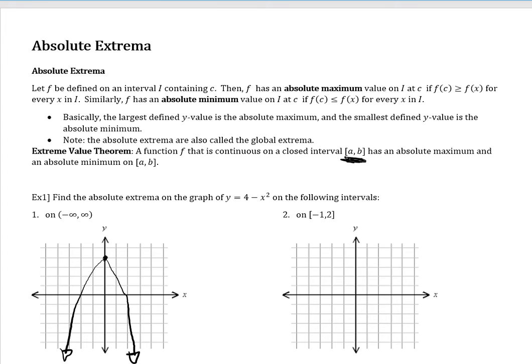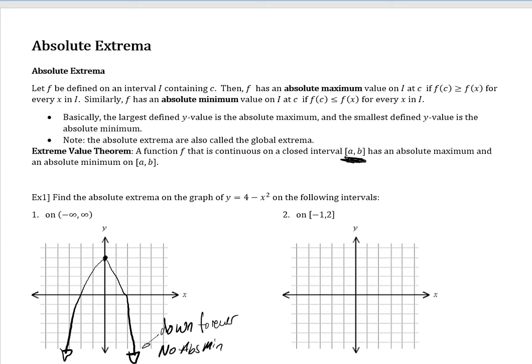So what we have here, because this does go down forever, there is no absolute minimum. So no absolute minimum, because that means there's no defined y value that's really small. Going down to infinity is not a y coordinate, so that means that there is no smallest y value.